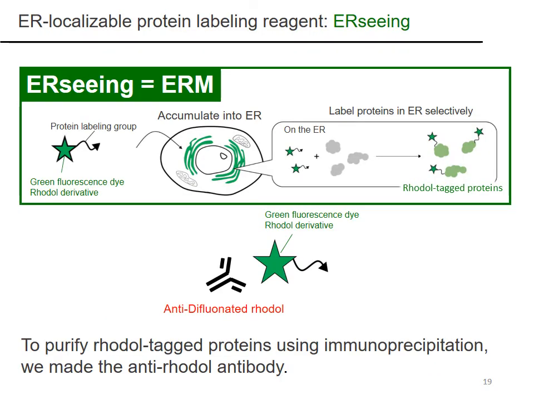Returning to how we can isolate ER proteins using our kit. As I explained earlier, ER-Seeing conjugates onto ER proteins, tagging them with the green fluorescent rhodol dye. So if an antibody specific for the green fluorescent rhodol dye is developed, rhodol-tagged proteins can be purified by immunoprecipitation. And we have developed an anti-rhodol antibody to purify rhodol-tagged ER proteins using the immunoprecipitation technique.